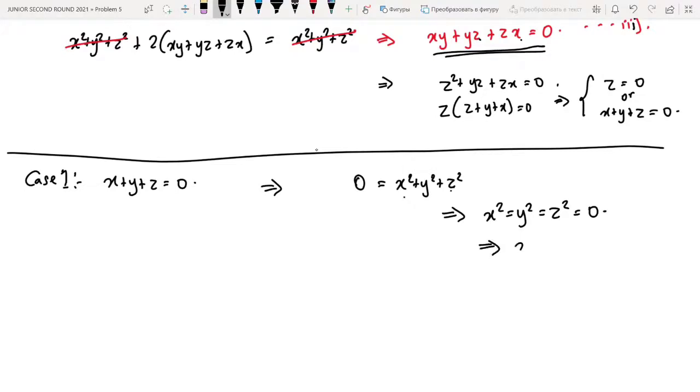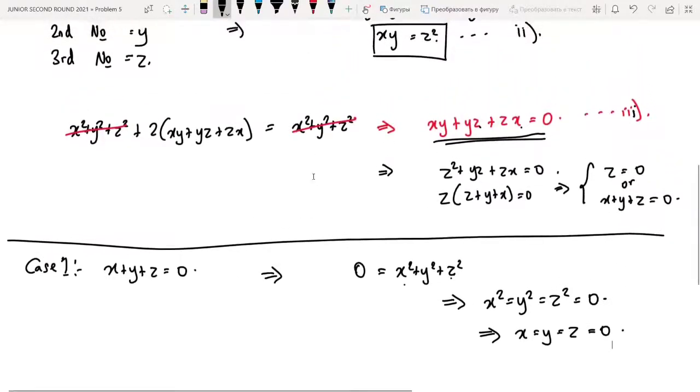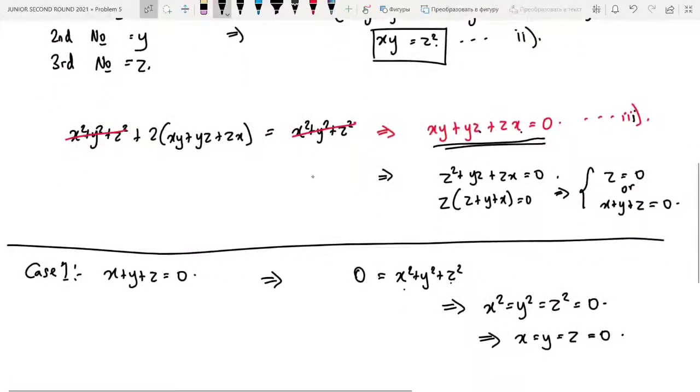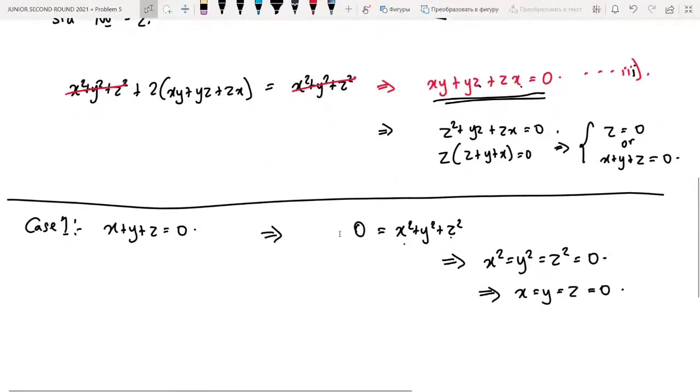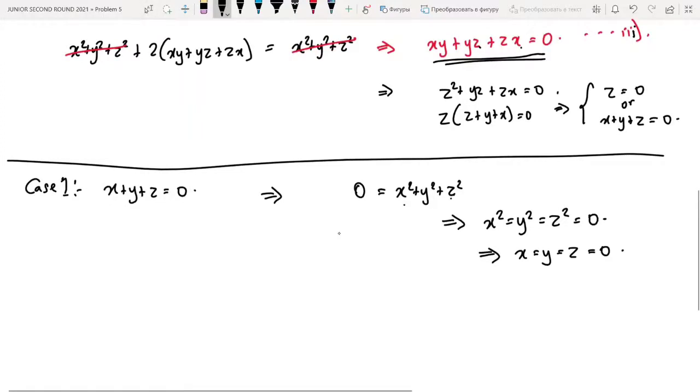And this means that x equals y equals z equals 0. So in this case, when x plus y plus z is equal to 0, and combining it with the first property, you get that all three of them are 0. So that is that case.